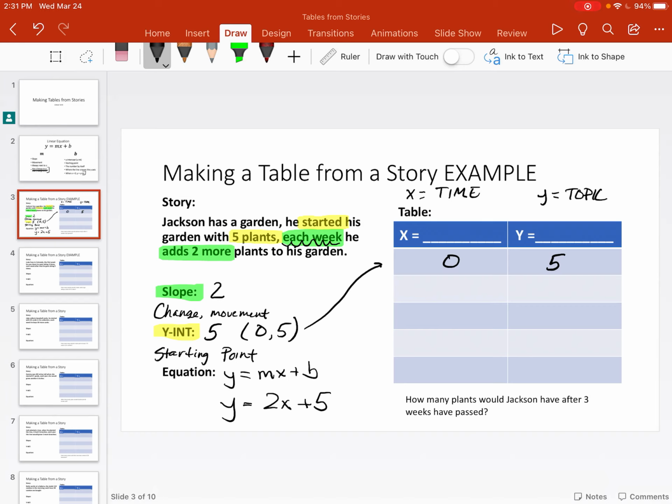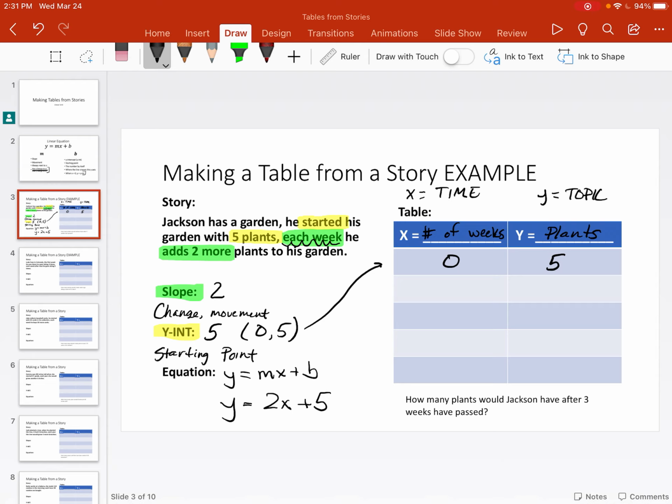So in this case, what's our time? What are we changing by? We see the words each week. So we have number of weeks. And for y, what's our topic? We have plants in his garden, so plants. Because that's what our whole story is about. So we know when he started, so at week 0, he had 5 plants.